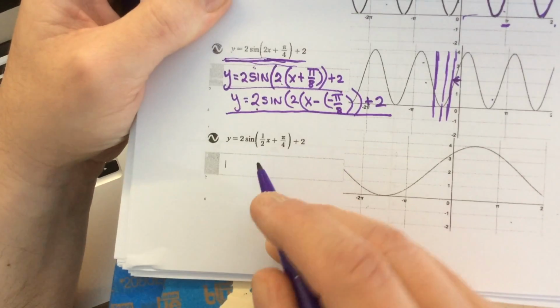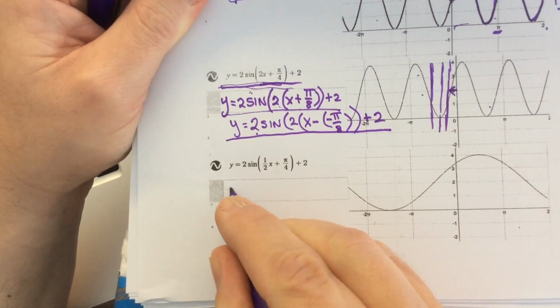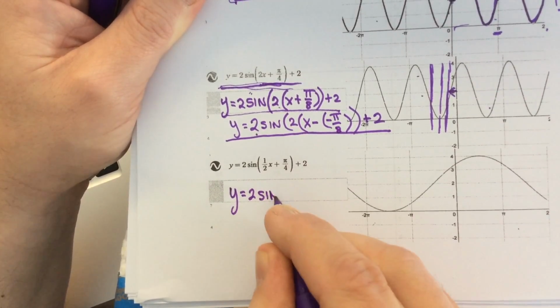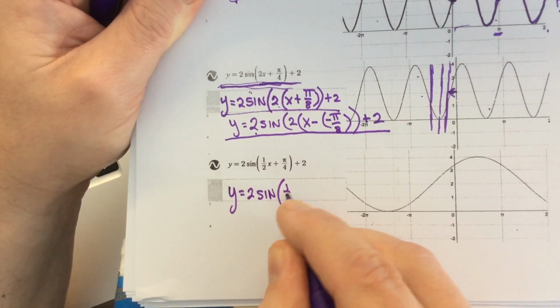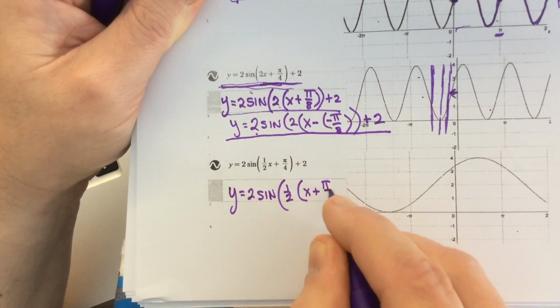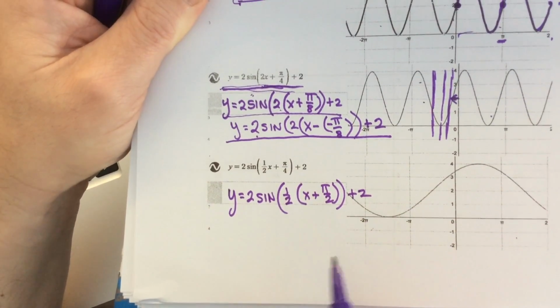Finally, let's look at this. Can you rewrite this so that it's in this form? It'll look like this. Y is equal to 2 sine of 1/2 x plus pi over 2, plus 2. So I've done two things here.